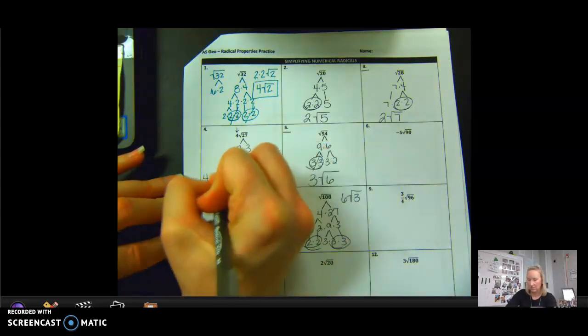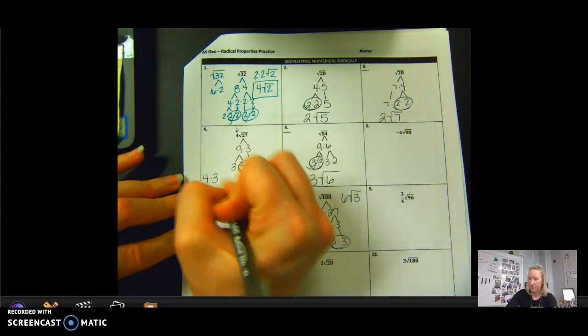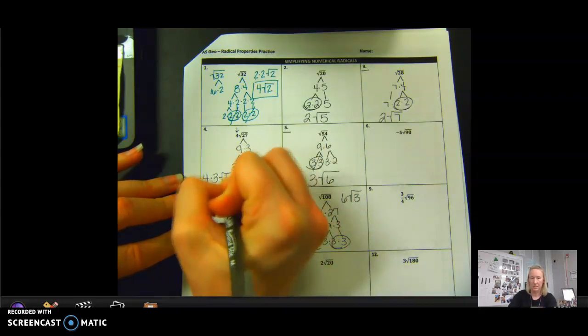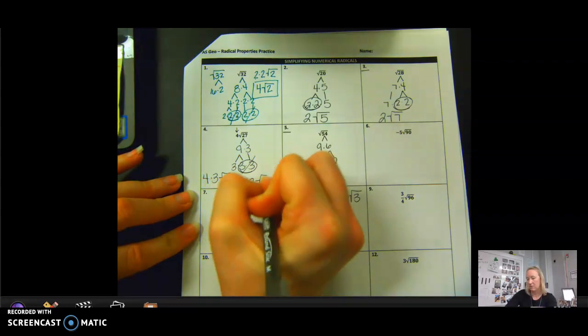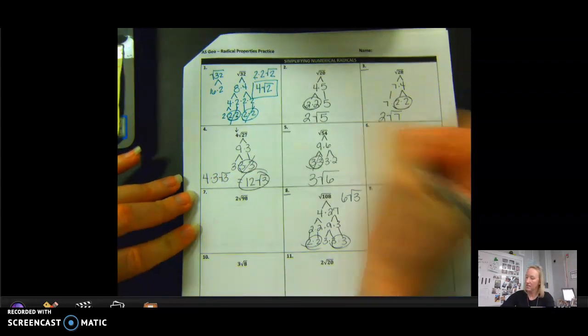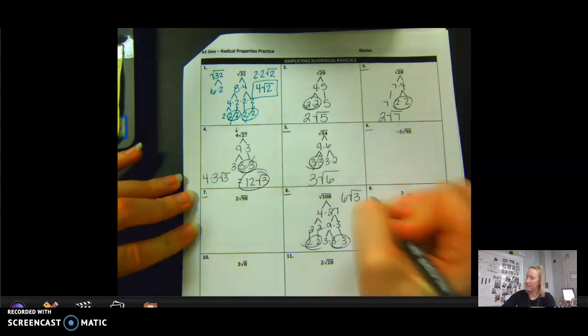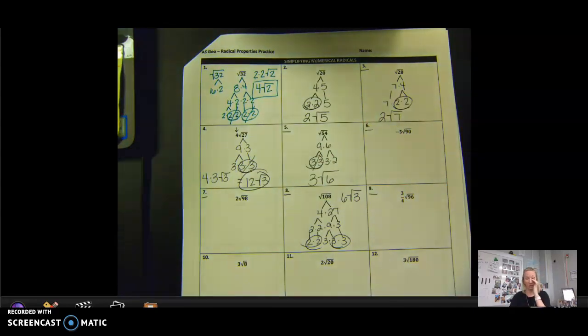One of these 3's comes to the outside, and that's gone now. And I'm left with this 3 on the inside. And then I actually multiply those. So I get 12 square roots of 3. Go ahead and do 6, 7, and 9 real quick. So pause me, try those 3, unpause me when you are done.